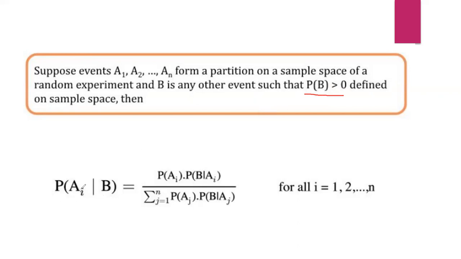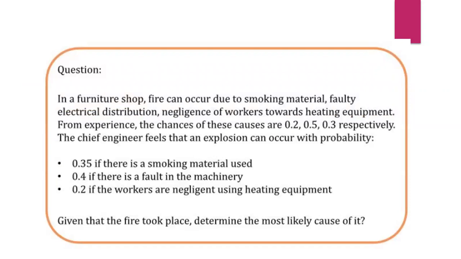Now look at the theorem. P of Ai given B is equal to P of Ai into P of B given Ai, divided by the summation of j equals 1 to N of probability of Aj into probability of B given Aj, for all i equal to 1, 2, 3 up to N. Now if you look at the formula, you may find it a little difficult to see how it actually works, so we will take an example so that you can understand it better.